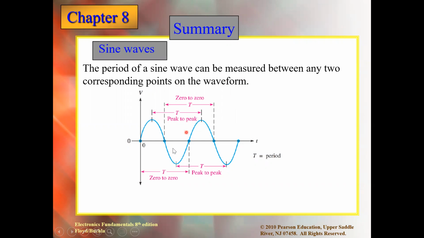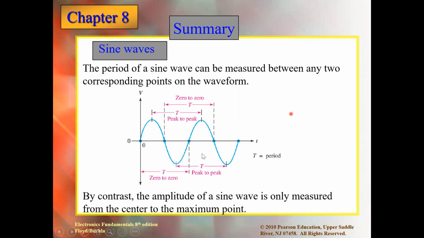It's the same value. Similarly, I can start with the negative cycle starting here, and the corresponding point is this one. So we can also measure the time period from 0 to 0. Peak to peak, 0 to 0, it's possible. Now negative peak to negative peak, so that measurement is also possible. So these are the different points, two corresponding points, where we can measure the time period. Regardless, the amplitude will always be measured from the center, by contrast, from the center of the maximum point of the peak.